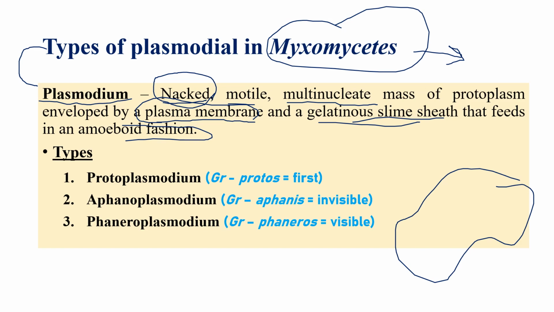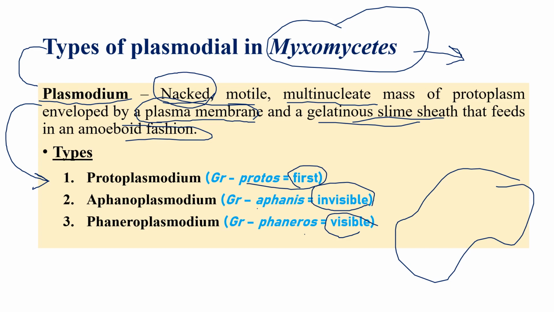So in the plasmodium, you just remember only one thing: a multinucleate mass of protoplasm is known as plasmodium. There are three types of plasmodium in Plasmodiophoromycota, and Myxomycota or Myxomycetes are also the same. Protoplasmodium: in Greek, protos means first, so it is the first, primitive type of plasmodium. Aphanoplasmodium: aphanes means invisible, so it is an invisible type of plasmodium. Phaneroplasmodium: phaneros means visible. All are Greek terminologies, and we will discuss them in detail one by one.